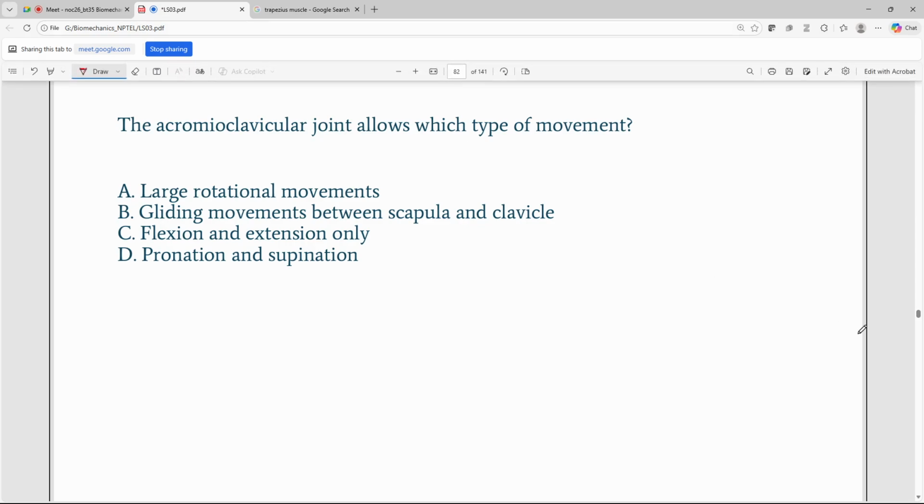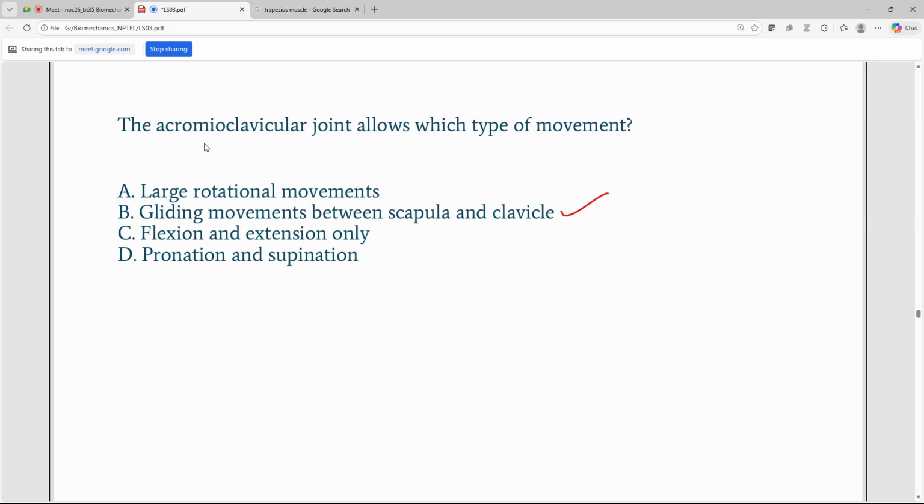Answer is option B. If you remember, the acromioclavicular joint is the joint where the clavicle meets the scapula. There is one portion of the scapula known as the acromion, AC. The acromion of the scapula is connected to the clavicle by the acromioclavicular joint. So the gliding movements between scapula and clavicle are facilitated by this particular joint.